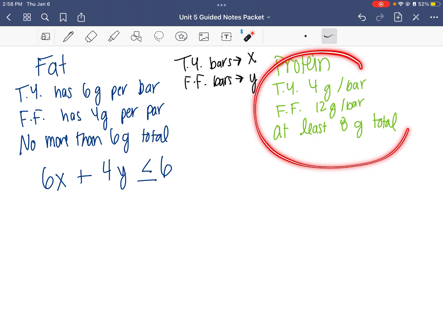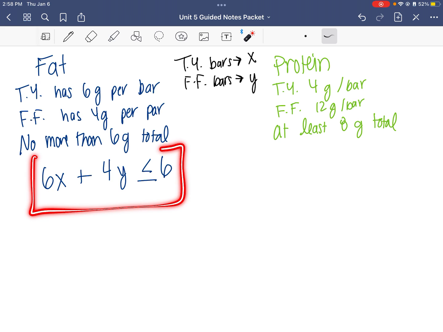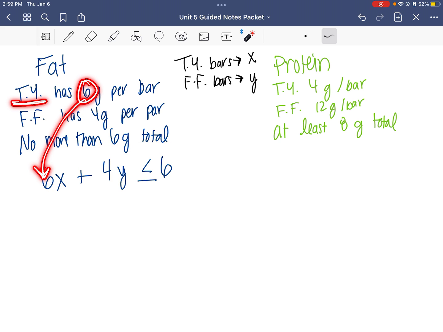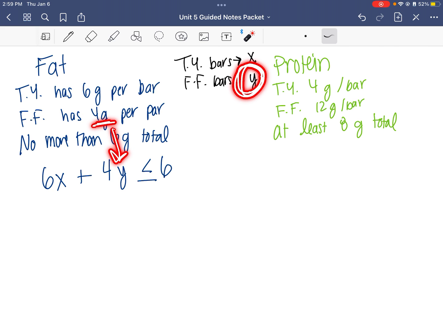Now I want you to write the inequality for protein. I wrote it out here for this one. The 6 came here. Totally Yummy was our X, and it shows up here. And then the 4 came from here. Fantastic Foods bar is the Y. So this comes down there, this comes down there. And 6 was our total. If you do not understand that, let me know that you need help with this, okay? But I want you to go ahead and write out what the inequality would be for protein then. Go ahead.